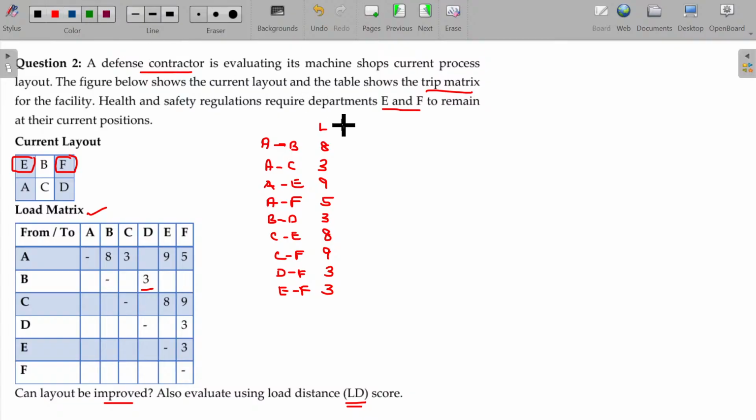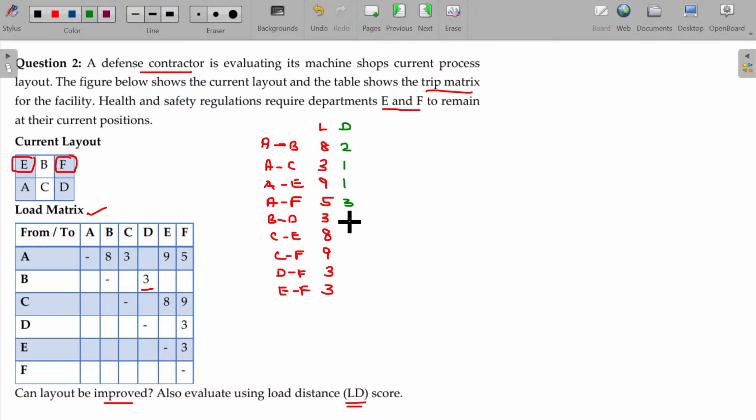Distance current. What about the current distance? A to B, 2 distance. Am I right? 2 distance. A to C, 1 distance. A to E, 1 distance. A to F, 1, 2, 3, 3 distance.